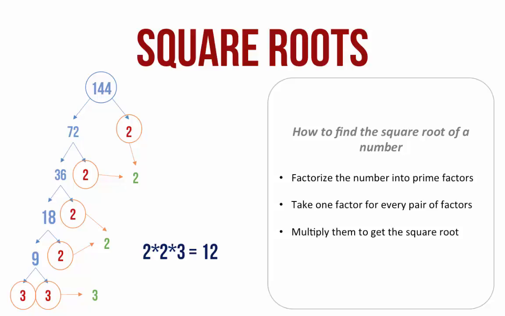Therefore, the square root of 144 is 2 into 2 into 3 equal to 12. This also means that 12 into 12 or 12 squared is 144.